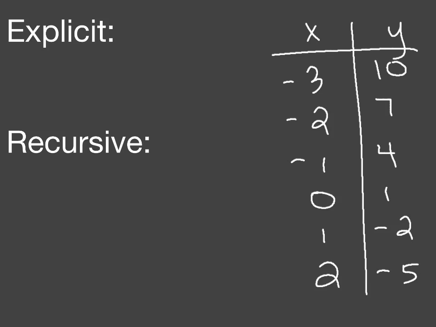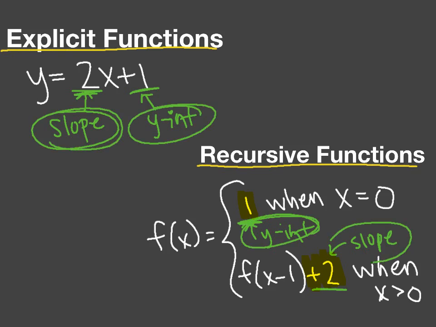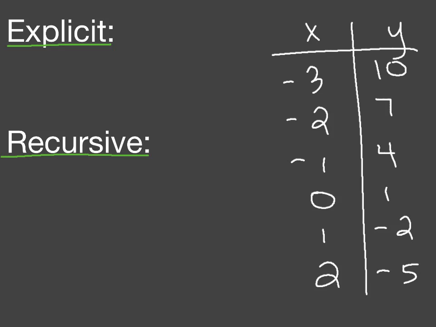So let's put this into practice. We need to write equations. And again, the two kinds of equations we're going to write are explicit and recursive. Now, both of these, both explicit and recursive, have these two special numbers in them, right? We got our slope and we got our y-intercept. And both of these, those are our special numbers. So we got to find those special numbers.